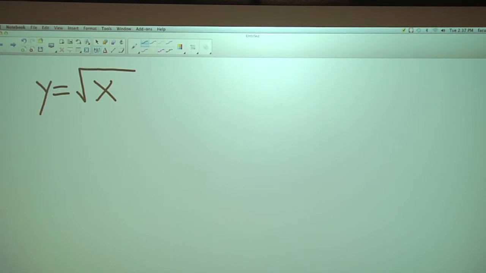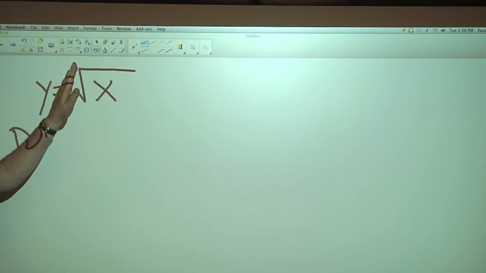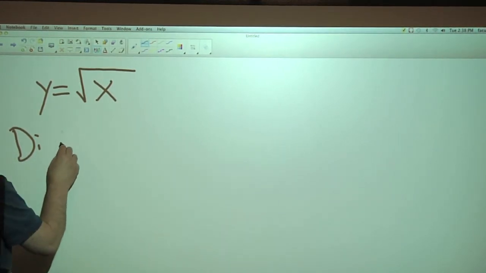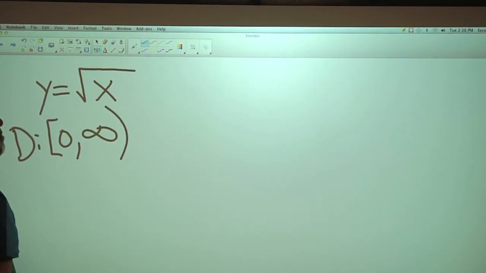So if I'm talking about my square root function, first off, what is my domain? Given that equation, what's my domain? Zero to infinity. Again, domain refers to the x, and with square roots, I can only take the square root of numbers that are 0 or greater. So my domain is 0 to infinity. This would be a square bracket because it can be 0, and you can never actually be infinity.